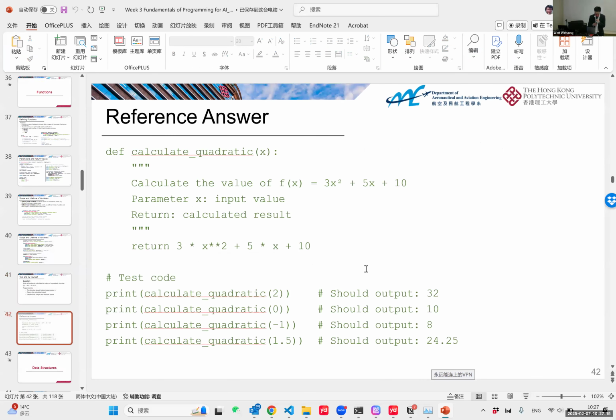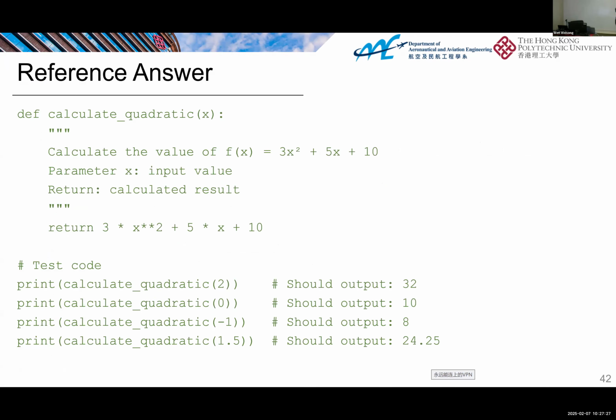So okay, this is the solution. First of all, we define a function. The function defined is calculate_quadratic, and the input is x. So x is the input variable. Here we also write the comments. And the function is 3 multiplied by x squared plus x plus 10. And this is used with different inputs.